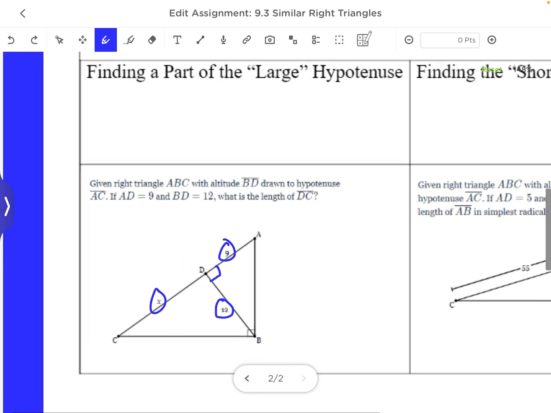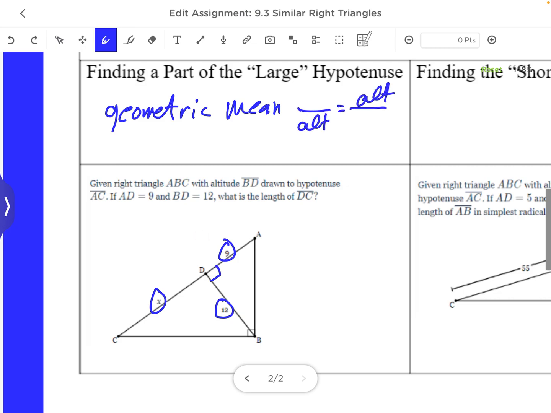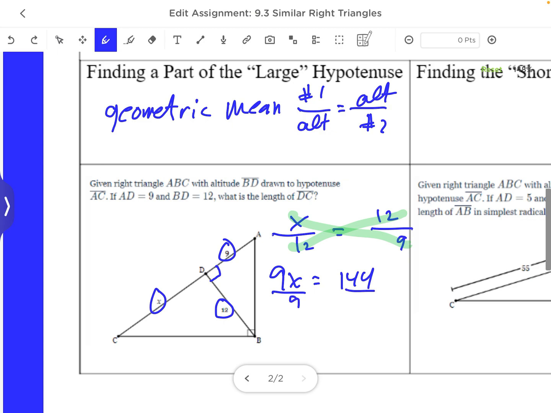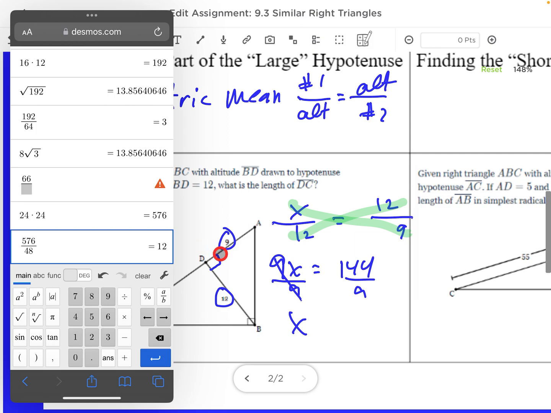How would we do that? Well, we know we can use the geometric mean, which we know is altitude, altitude, part number 1, and then part number 2. So altitude, altitude, part number 1, part number 2. And let's cross multiply. 9 times x is 9x. 12 times 12 all day is 144. We've been practicing that. Divide by 9, divide by 9. All right, let's type it into our calculator.